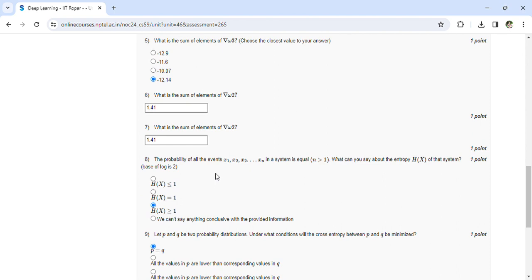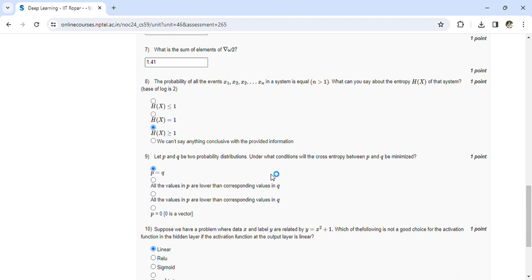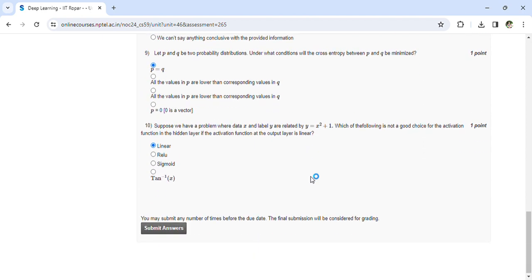If the probability of all the events X1, X2, and so on up to XN in a system is equal, with N greater than 1, what can you say about the entropy H of X of the system? That is H of X greater than or equal to 1. Let P and Q be two probability distributions. Under what conditions will the cross entropy between P and Q be minimized? P is equal to Q.